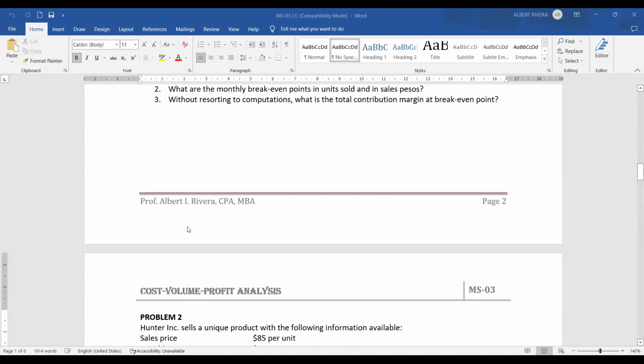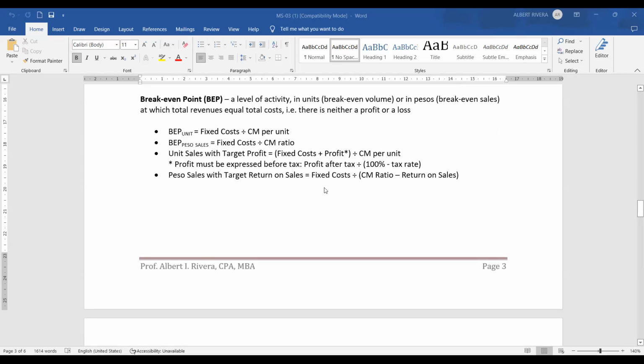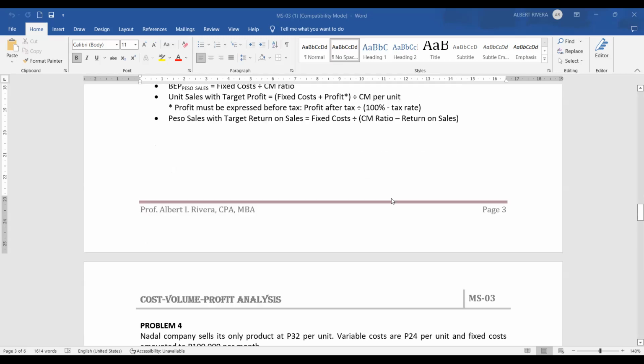Okay. If there would be a target profit, the computation of the unit sales with target profit will be your fixed cost plus the target profit divided by the CM per unit. Okay? So that would come up with the level of unit sales. If that is multiplied now by the selling price, will give you the peso sales with the target profit. Or this can be computed by peso sales with target return on sales, which is equal to your fixed cost divided by the CM minus the return on sales.